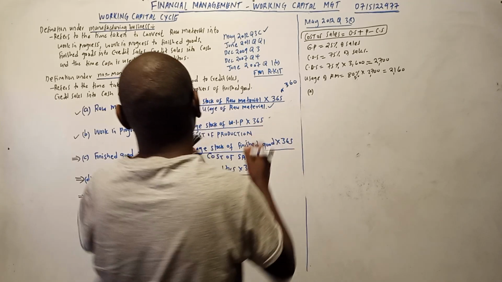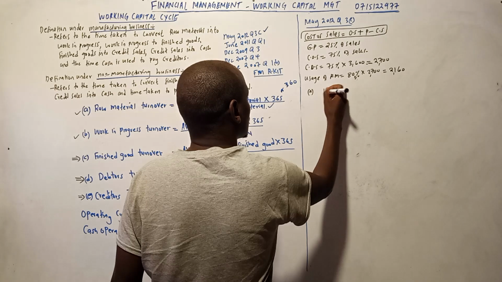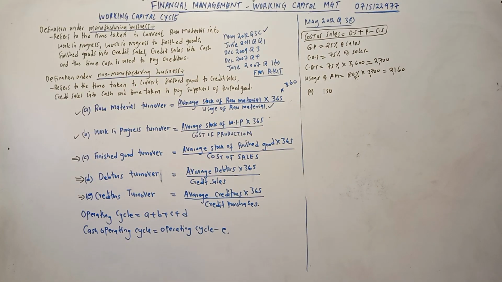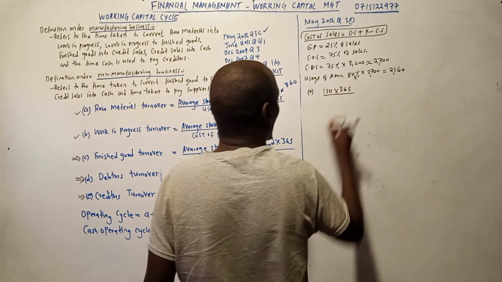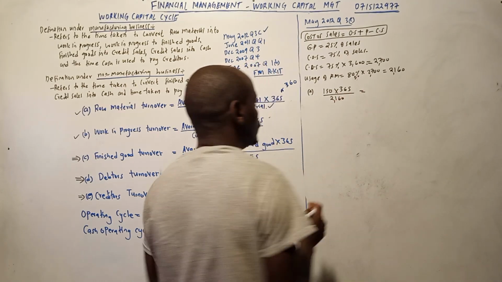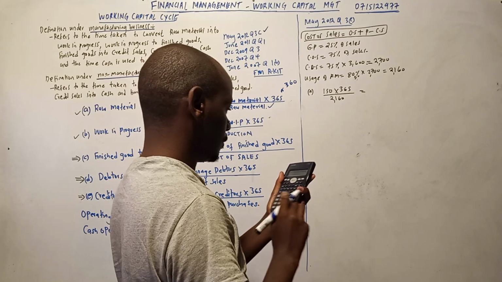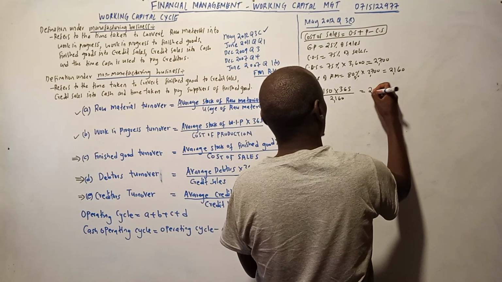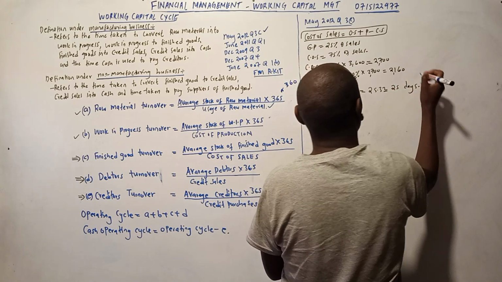Now raw material is the average stock of raw material, which is 150,000, so we put 150. So we put 150 times the number of days in a year. They haven't told us, so we use 365 or 360, whichever you want, over usage per day 2,160. So 150 times 365 divided by 2,160 is 25.3, which is approximately 25 days.